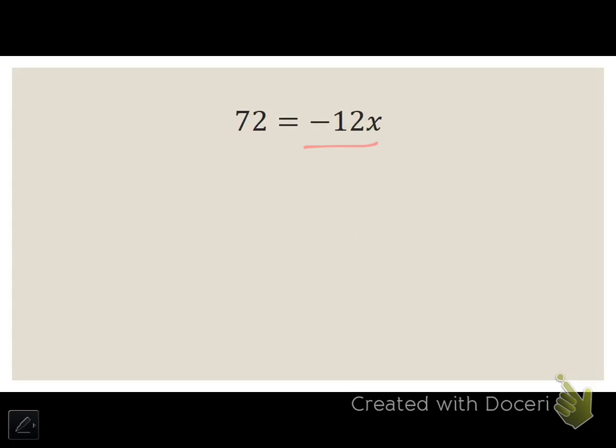Okay, so we're multiplying, so to get rid of it, we have to divide. So 72 divided by negative 12 should be negative 6. Again, plug it back in if you want to check to make sure that you have the right answer.